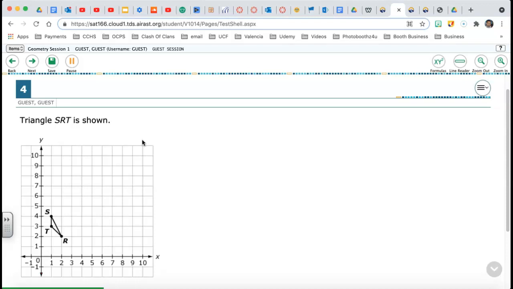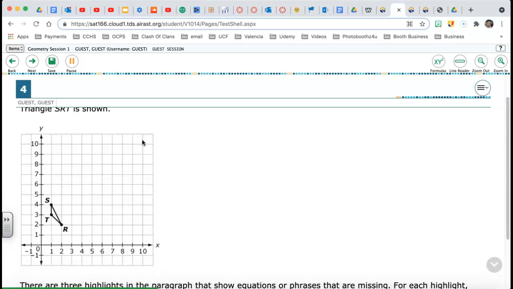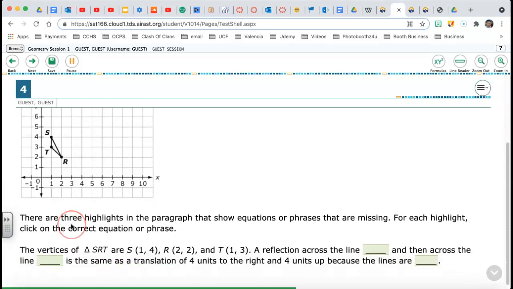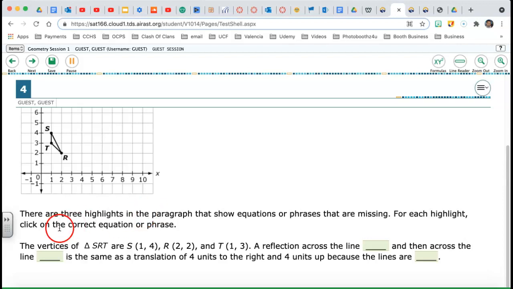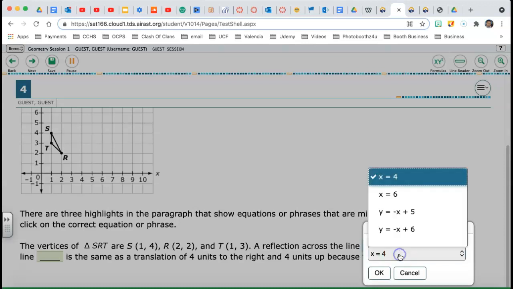Number 4, triangle SRT is shown. Okay, I have that triangle. Let me see what is the information at the bottom. There are 3 highlights in the paragraph that show equations or phrases that are missing. For each highlight, click on the correct equation or phrase. The vertices of triangle SRT, so S is (1, 4), R is (2, 2), T is (1, 3), okay. A reflection across the line. Let me see what the choices are.